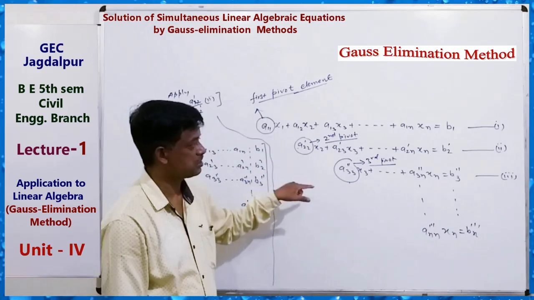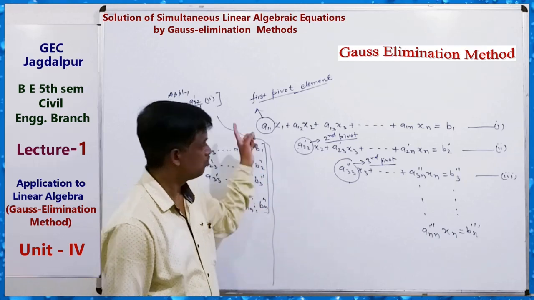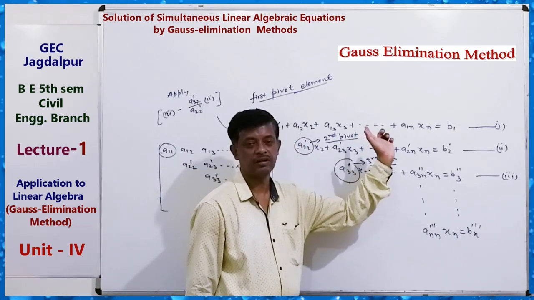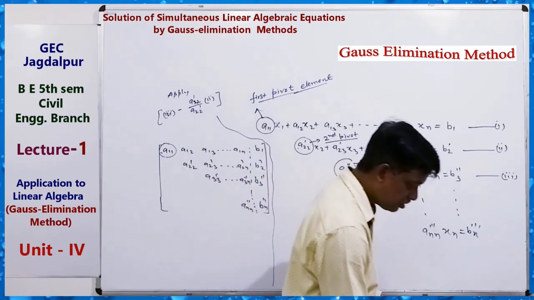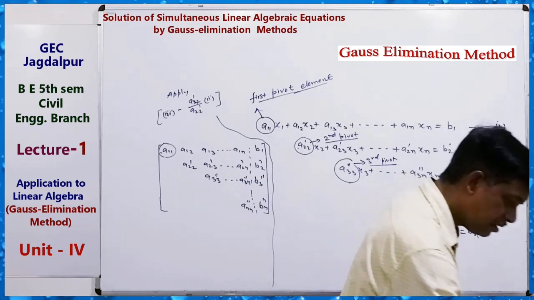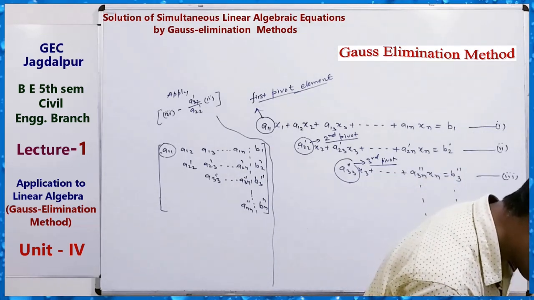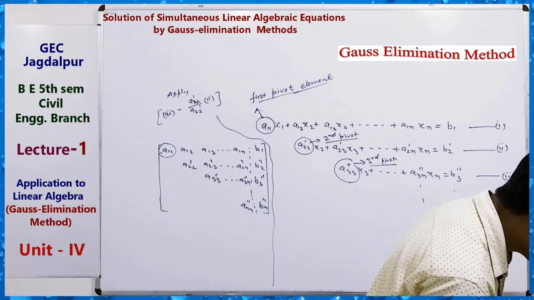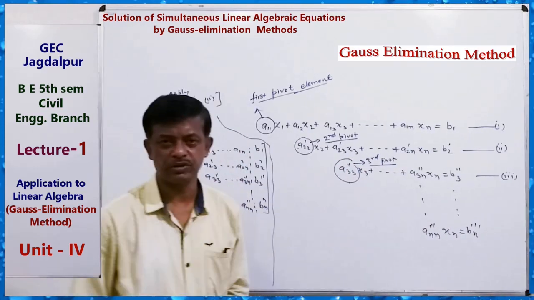By doing this process you can eliminate elements, and the whole system you can convert to an upper triangular form. Okay, so just take questions for solving here. This is the main process.